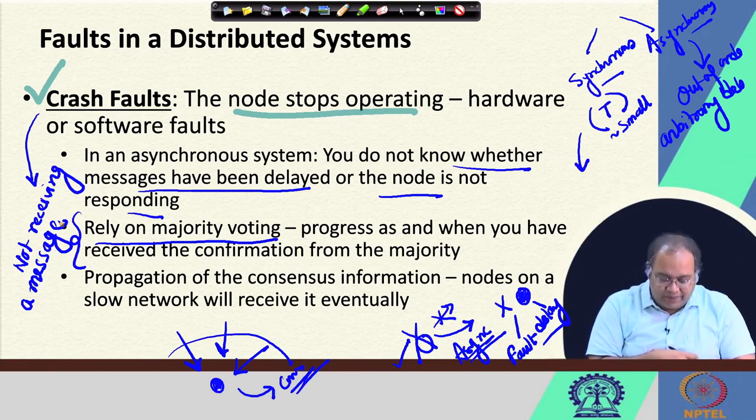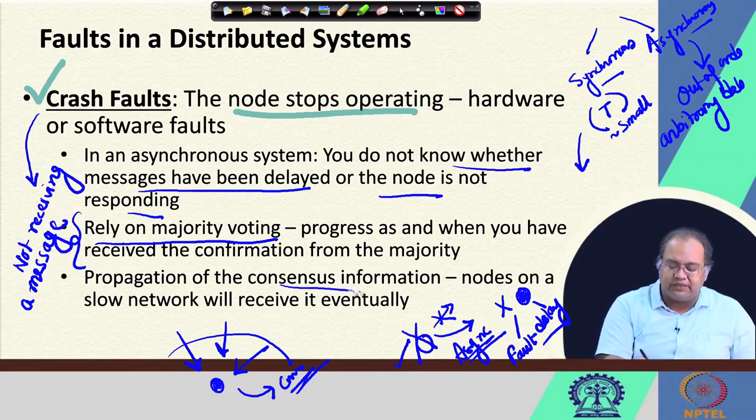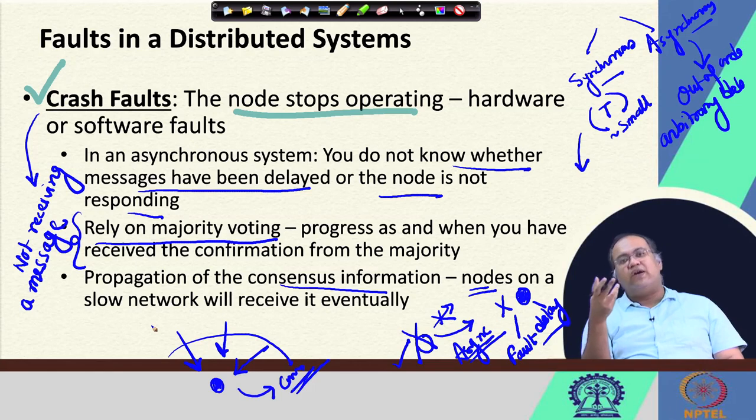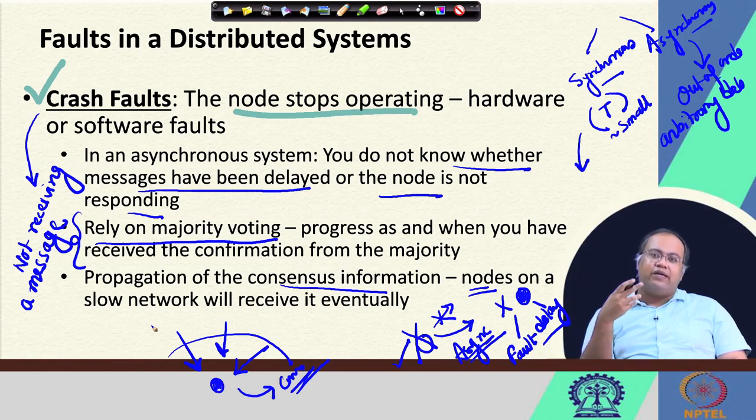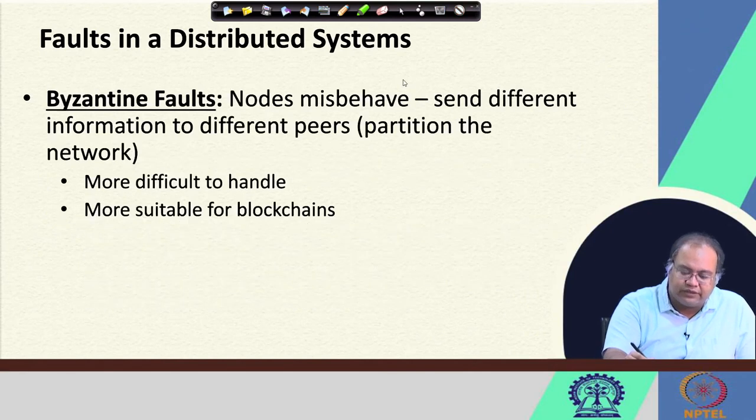Similarly, once you have received the consensus, then you can propagate this consensus information in the network, and for propagating the consensus information in the network, you still have the same problem. It might happen that you have certain nodes which are in a slow network, but what we believe is that it is a kind of eventual consensus. So everyone will get the messages eventually. It might happen that there is a long delay before you get this consensus information, but eventually every node will get that consensus information. So this is the context of the crash fault.